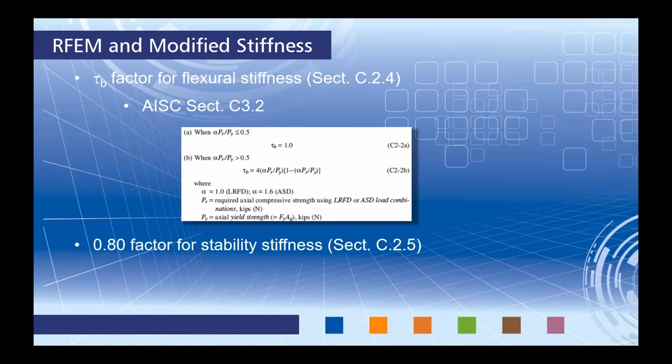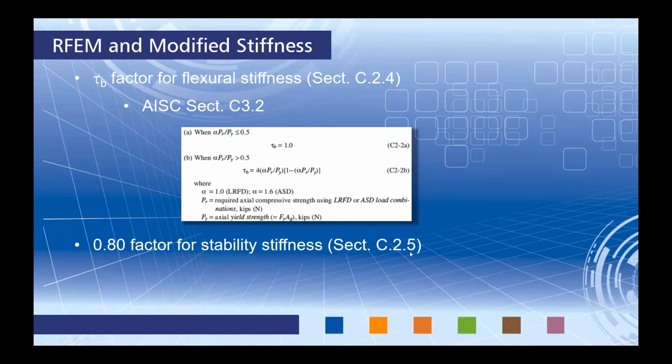This tau sub B factor is an iteration based on the equations here, based on our required axial compressive strength and our axial yield strength. So this really all depends, again, on these axial loads through our member. And this tau sub B factor should be applied to our flexural stiffness. Now, the 0.8 factor should also be applied to stability stiffness, and this comes from section C2.5.